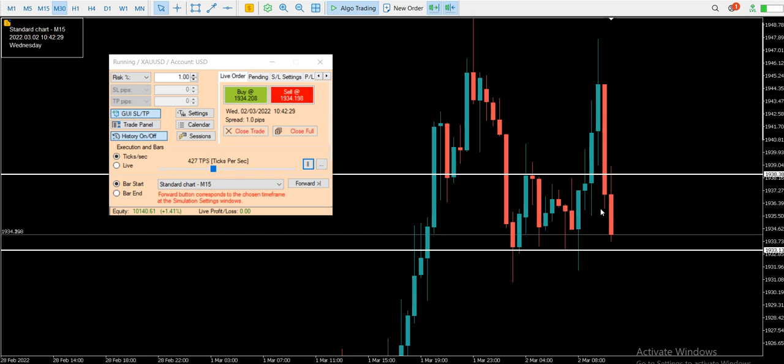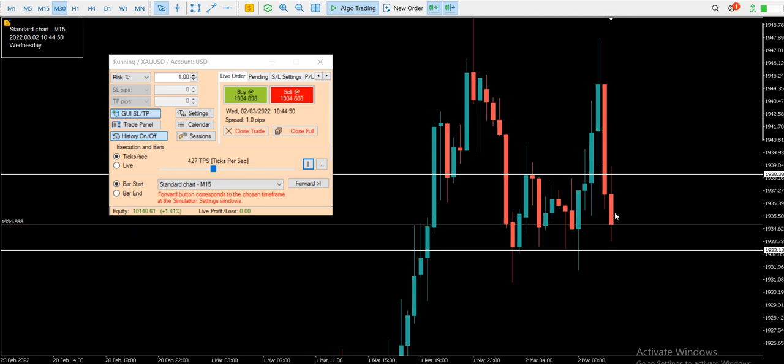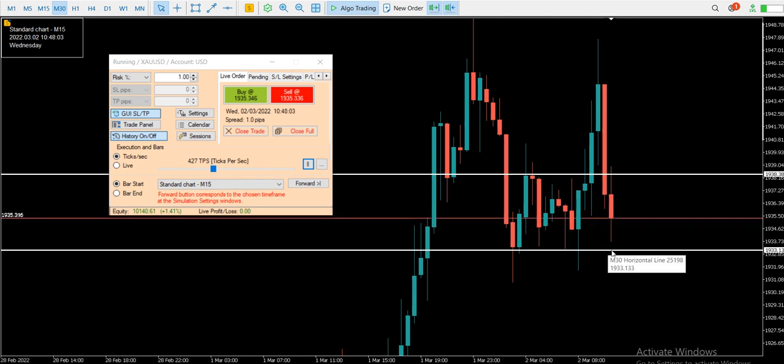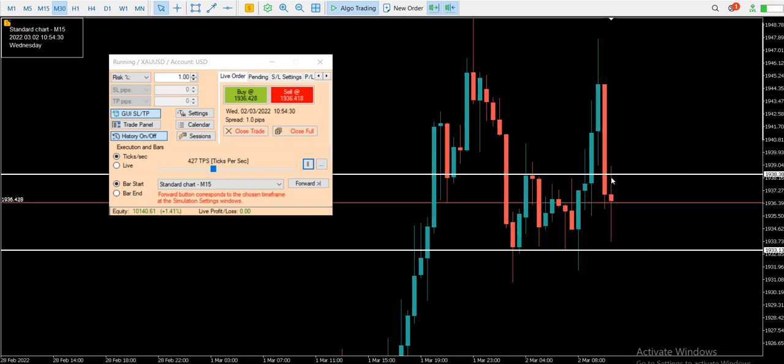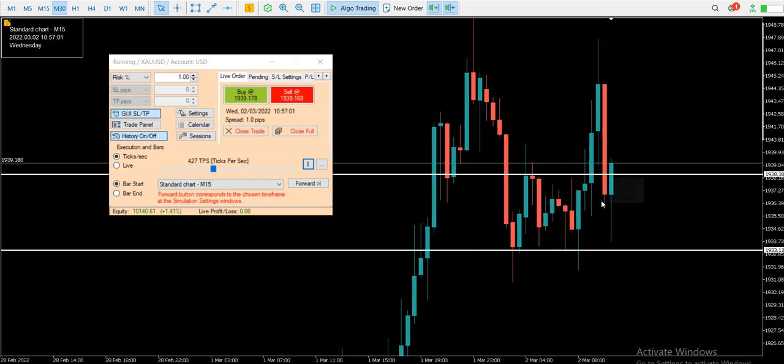This could have been the entry, the fake out entry. Price can easily come till this support. Whenever a candle closes back inside, the price could go till the next level. This is the next level.